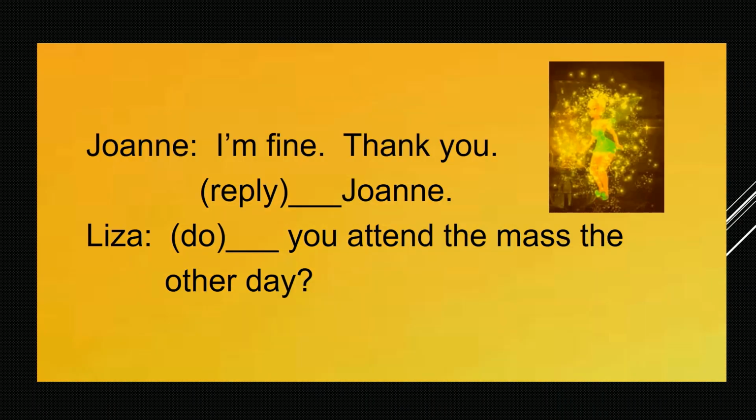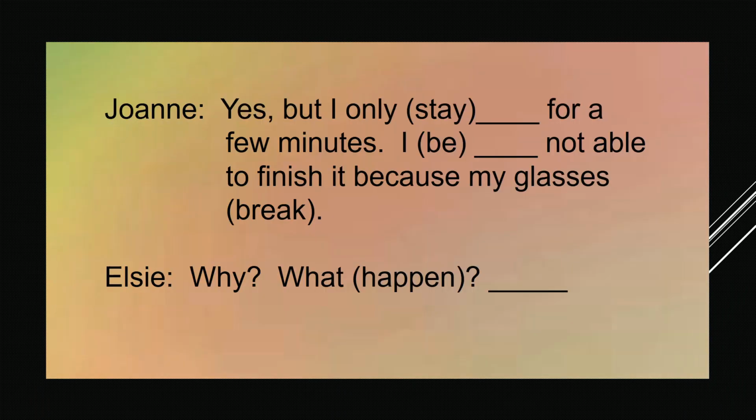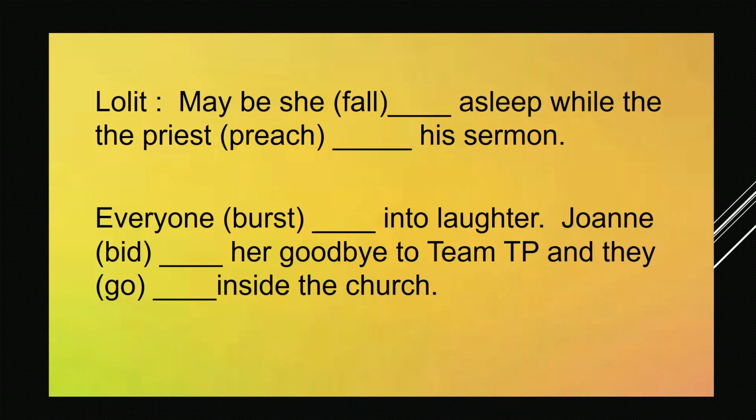This is page 2. You will see the characters Joanne and Lisa. They are talking with each other. This is page 3, where Joanne is speaking with Elsie. There are 3 or 4 numbers to answer here. You are now in page 4, in which the character is Lolit, and she's also talking with the other members of the team. So we will check your answers later on.